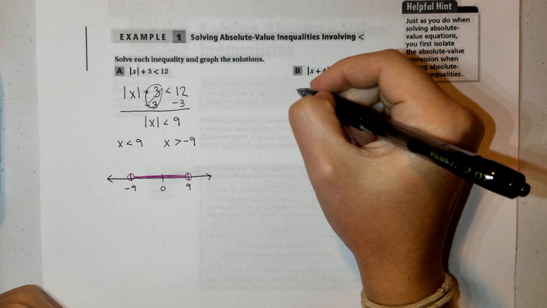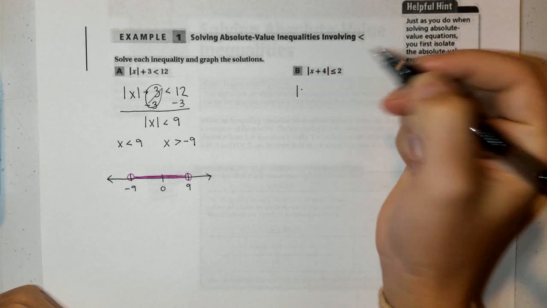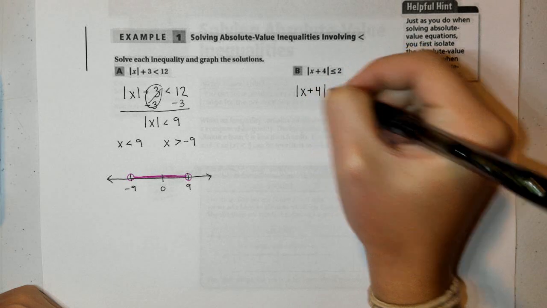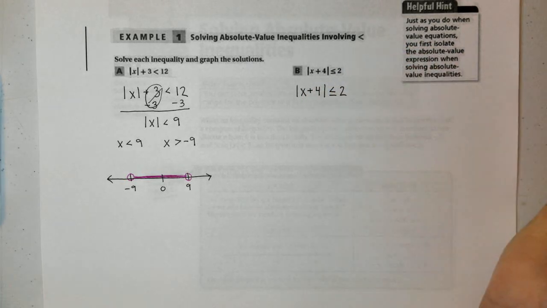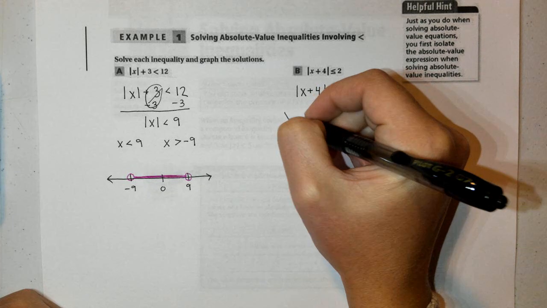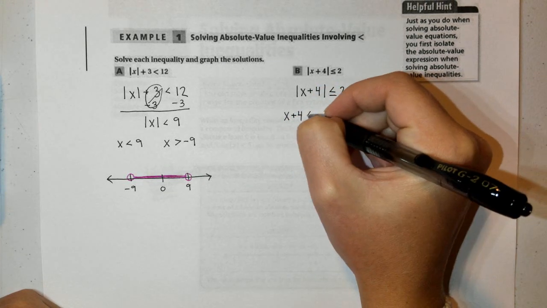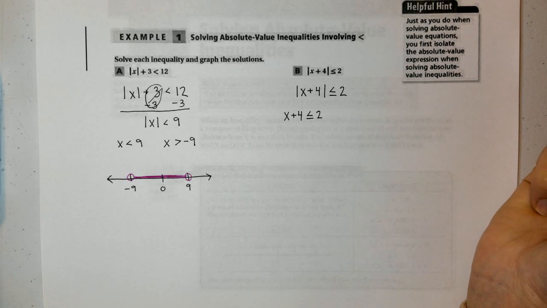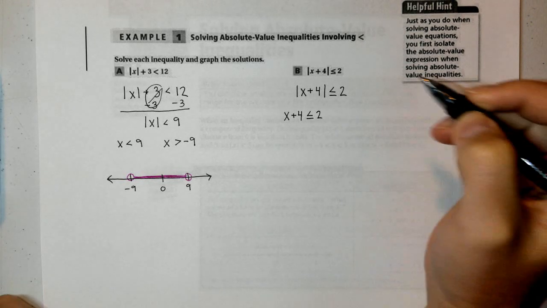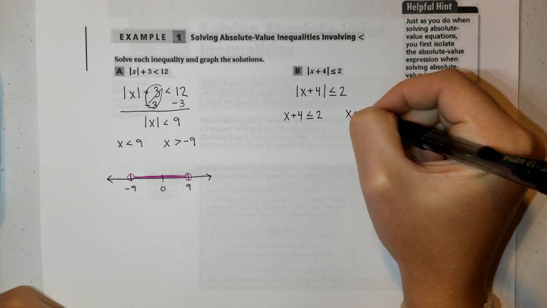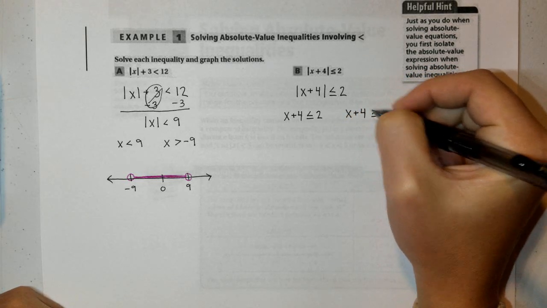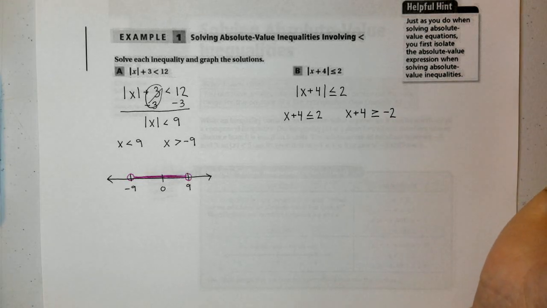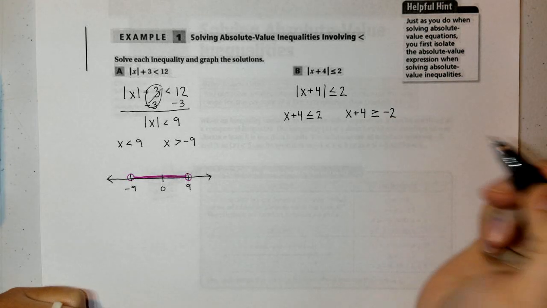Now part B. I have the absolute value of x plus 4 is less than or equal to 2. So first, I'm going to have x plus 4 is less than or equal to 2. That's the first case. And now to write the second case, I change the inequality. So x plus 4 is greater than or equal to, and then I change my sign, -2. So now I have these two cases, and I solve them.